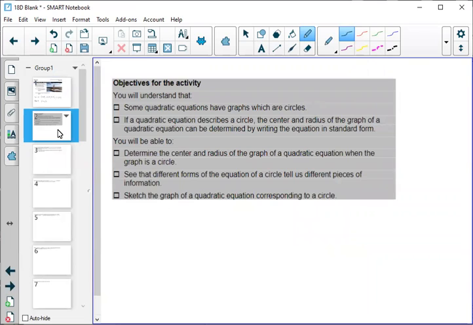Objectives for the activity. You will understand that some quadratic equations have graphs which are circles. If a quadratic equation describes a circle, the center and radius of the graph can be determined by writing the equation in standard form. You will be able to determine the center and radius of the graph of a quadratic equation when the graph is a circle, see that different forms of the equation of a circle tell us different pieces of information, and sketch the graph of a quadratic equation corresponding to a circle.